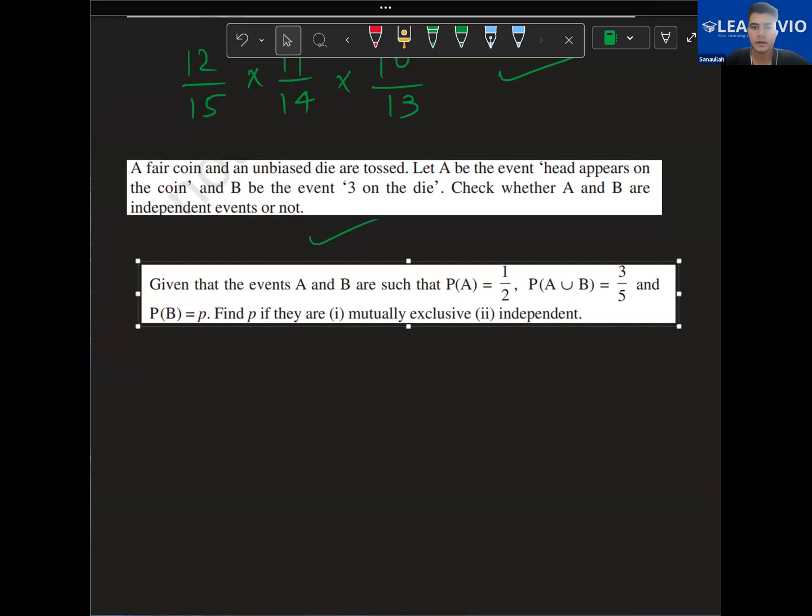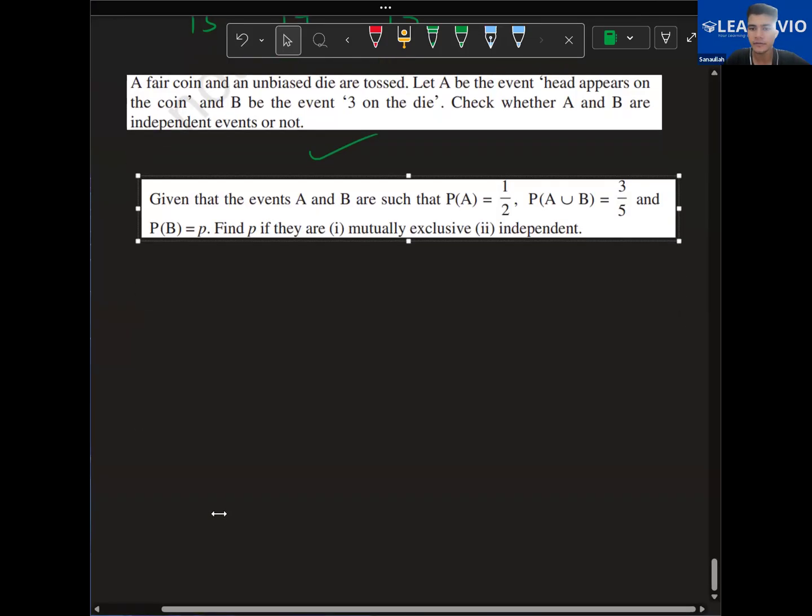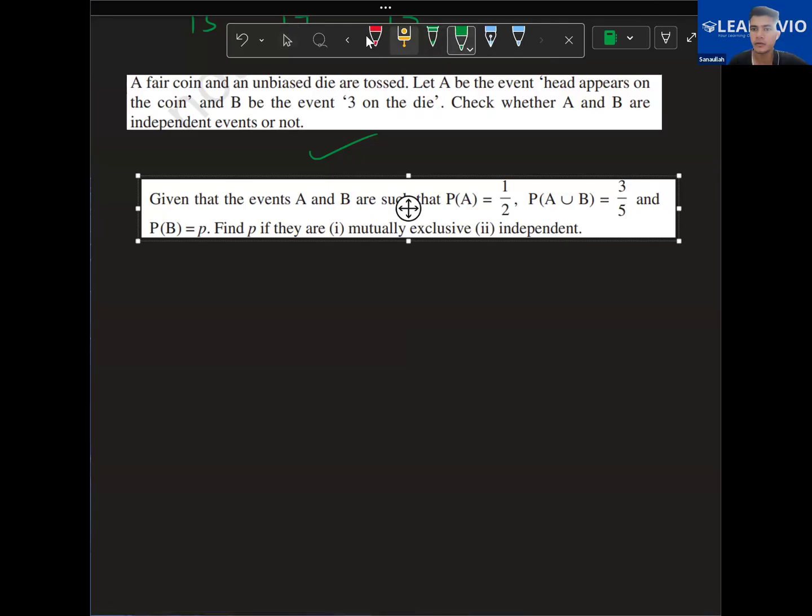In this question, we have two events A and B, with A intersection B and A union B given, and the probability of B is also given. Find P if they are mutually exclusive events. So what is mutually exclusive? How will you find it for the independent one? You know the independent one? Do it for the independent one, then I will tell you mutually exclusive.